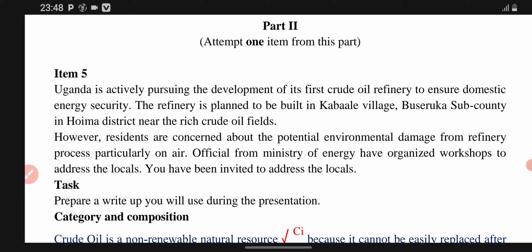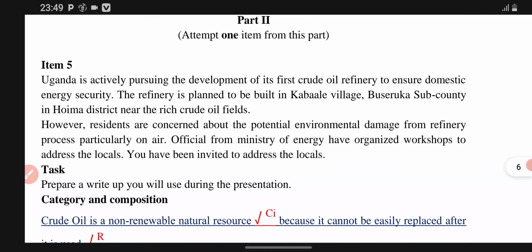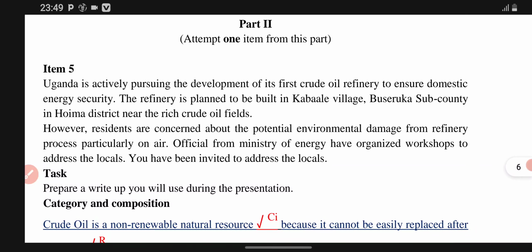I'm called Teacher Mike, and today we are continuing from where we ended last time. We are still looking at chemistry generally, and we are going to look at chemistry paper 1, but today we are going to focus on part 2.